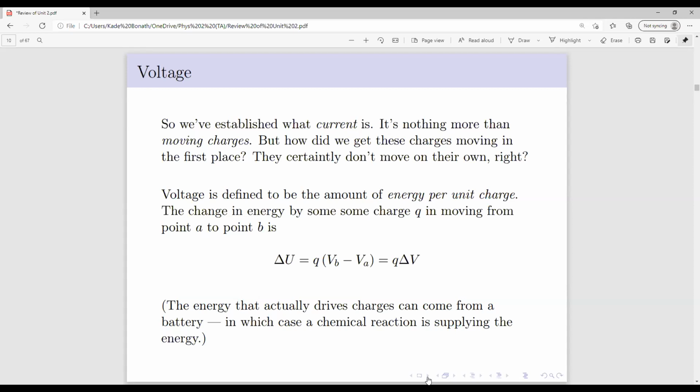And as Nick has so well put here, in the case of something like a battery, that is caused by the chemical reaction that takes place inside of the battery itself. The big takeaway here is that voltage is what allows us to see a lot of what we've talked about previously in terms of current.